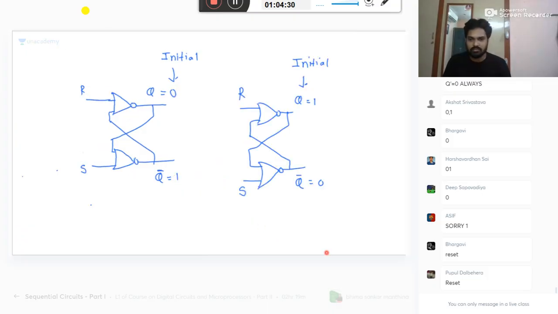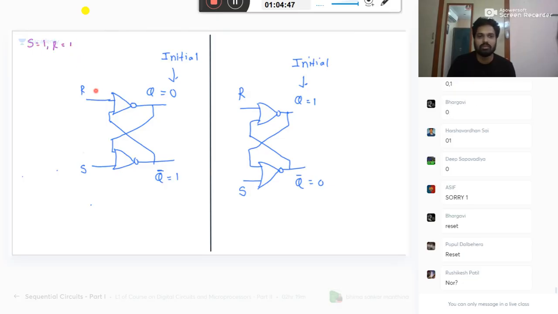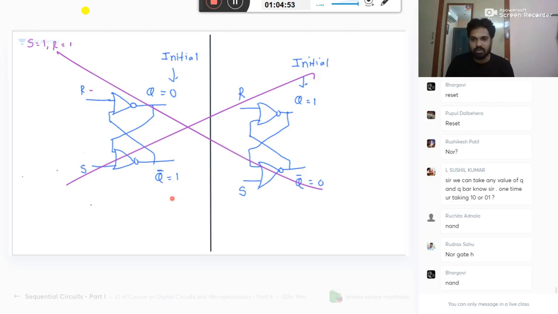Last case. So this is your case when S equal to 1, R equal to 1. Why did the NOR gate come here? I'm sorry.